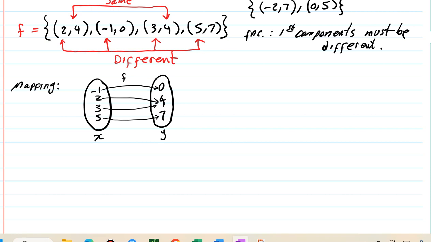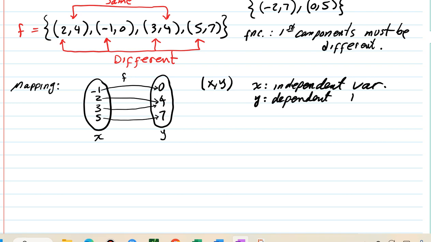So the set of first numbers, these are the x values. The second numbers, we're going to agree to call those the y values. And the ordered pair has to be in that form, x comma y, not y comma x. X we're going to call the independent variable, and y would be our dependent variable. Okay, so there we were just defining some terminology.